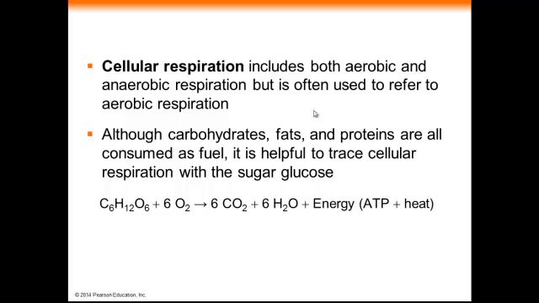Cellular respiration includes both aerobic and anaerobic pathways, but it's often referred to as aerobic respiration because without oxygen, your cells use other pathways that aren't necessarily directly part of cellular respiration. What happens in cellular respiration is the breakdown of glucose, which results in the release of energy. C6H12O6 is glucose, and along with oxygen, the processes of cellular respiration take those, use them, and produce carbon dioxide, water, and energy, which is then used to put ATP together, which, as we know, is the molecule that cells use for cellular work.